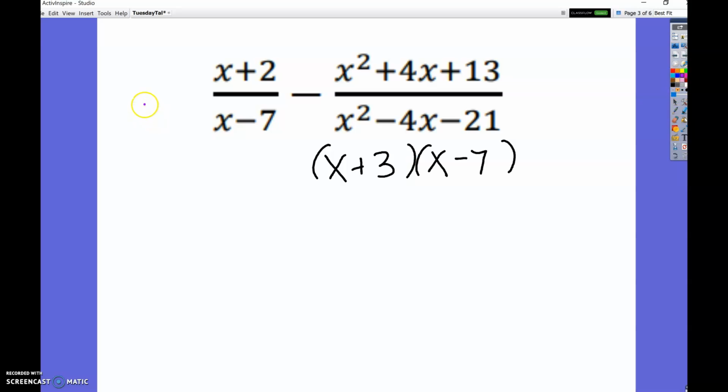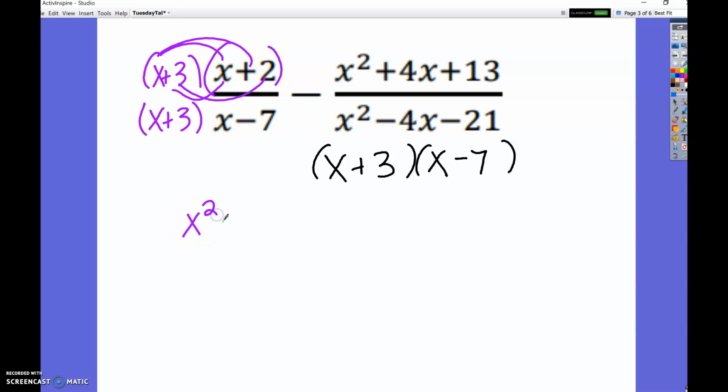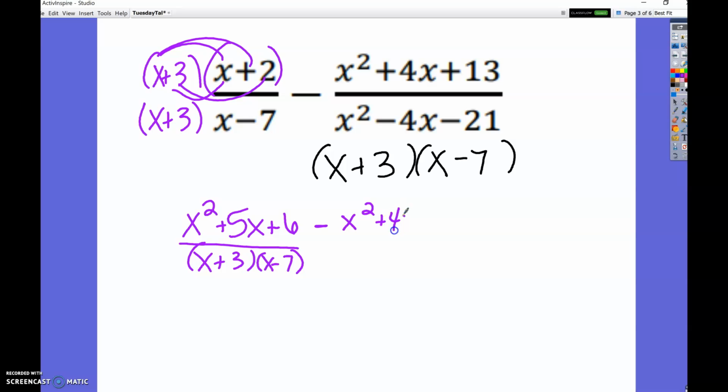Notice this left side says, well, that's not fair. You have an x plus 3. He's going to want one as well. So when I multiply this out, again, remember that parenthesis is there, I'd have x squared plus 5x plus 6 minus, again, that's all over x plus 3 and x minus 7 now, minus x squared plus 4x plus 13.